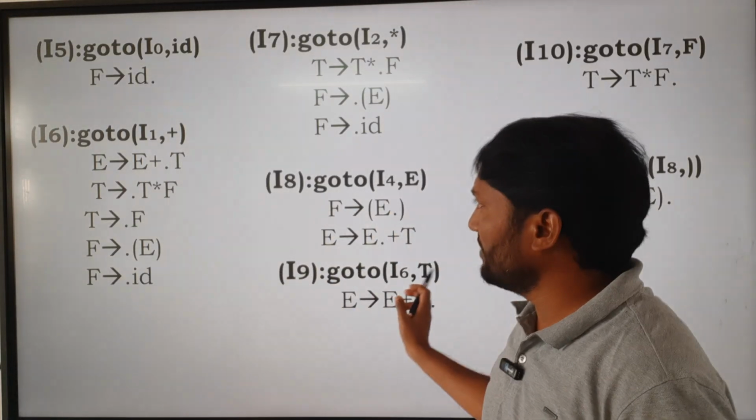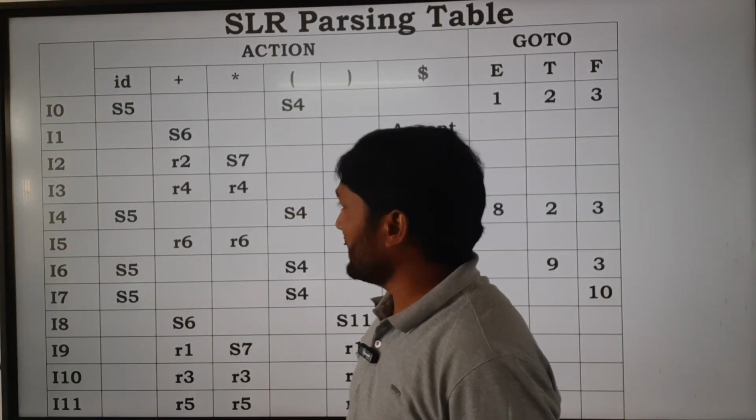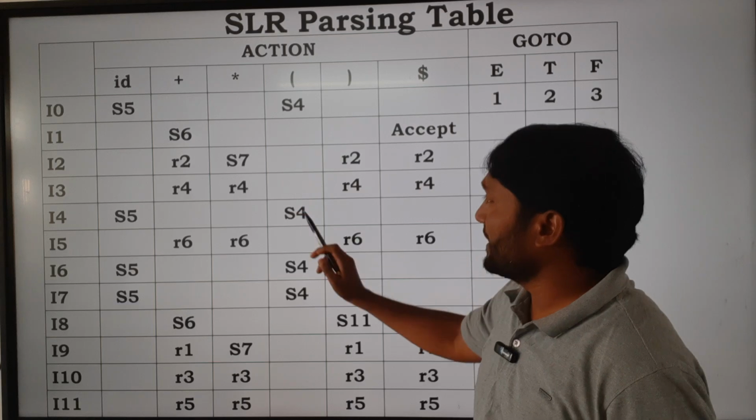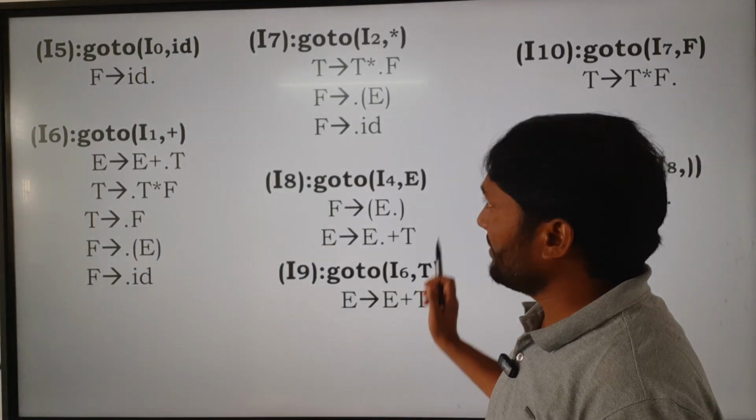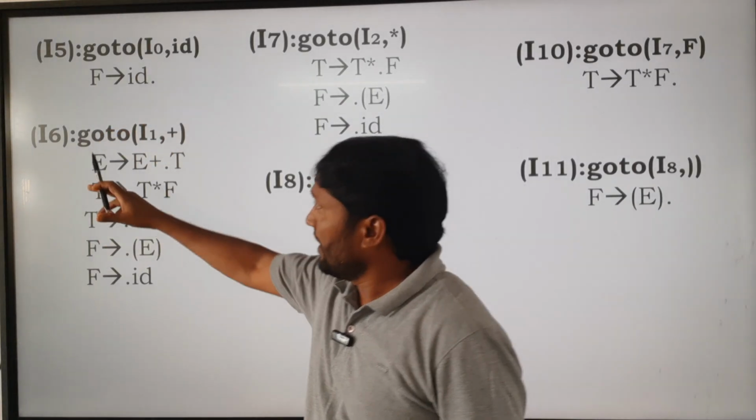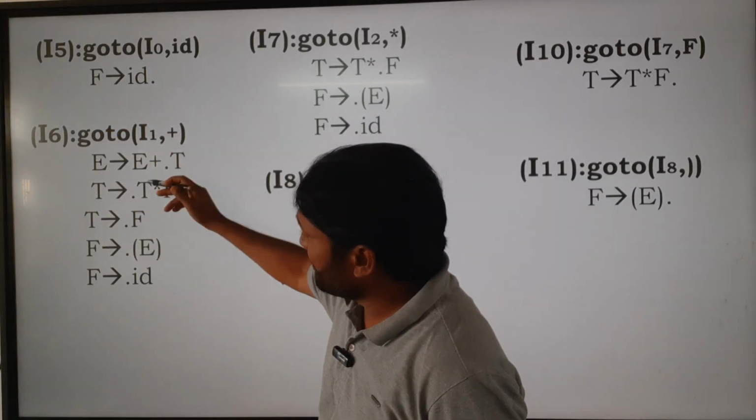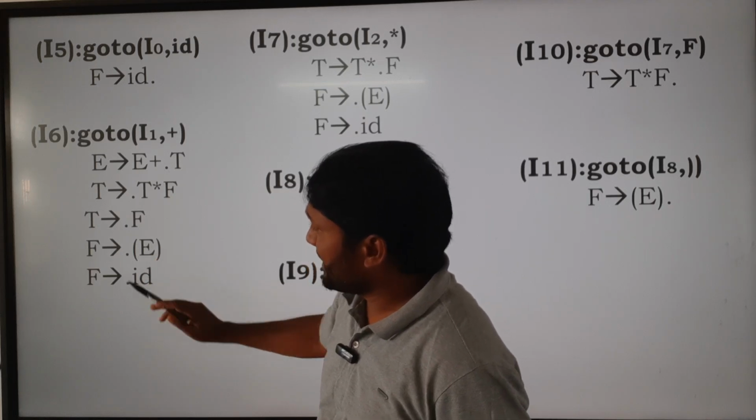That's why we fill the table with S5. So 4 comma ID can be filled with S5, and 4 comma open bracket can be filled with S4. The next one: I4 is over, come to I5. No terminal symbols after that. Come to I6. Now, are there any terminal symbols after that? Yes, there are: the terminal symbols open bracket and ID.